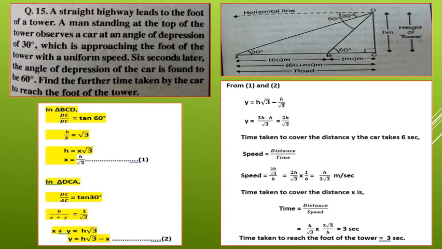Since the problem is related to the angle of depression, we need to draw a horizontal line from the point of observation D. So in the figure, we need to draw a horizontal line from D which is parallel to AC. So in the given figure, the angle ADX is 30 degree and BDX is 60 degree.